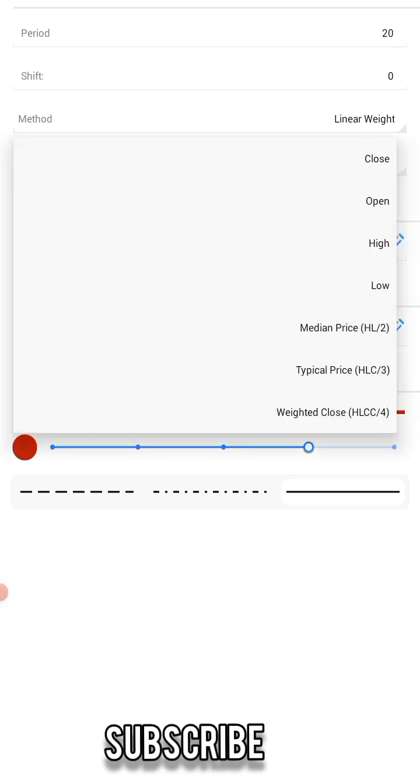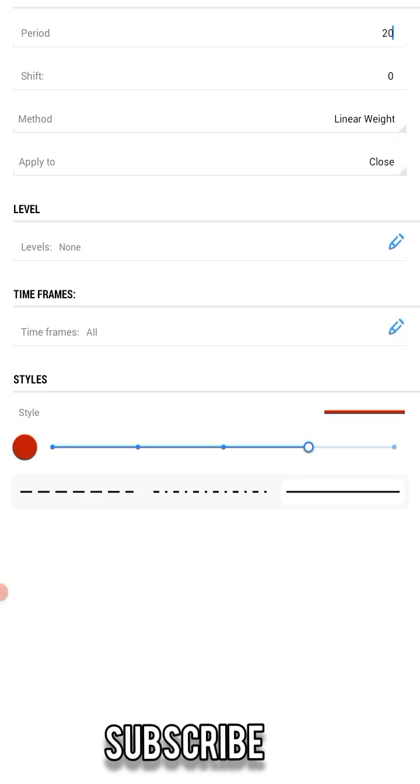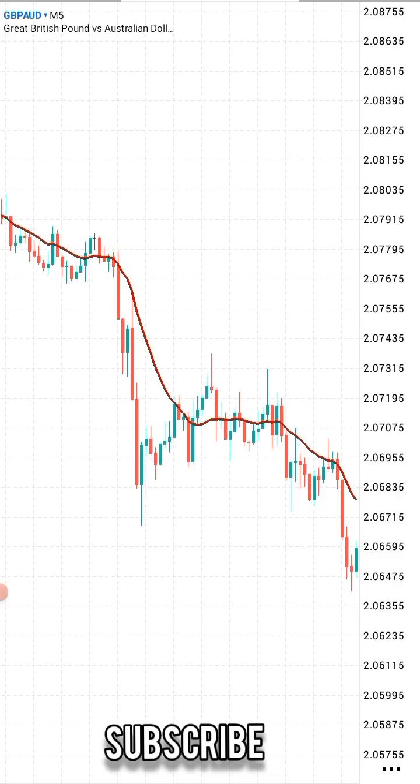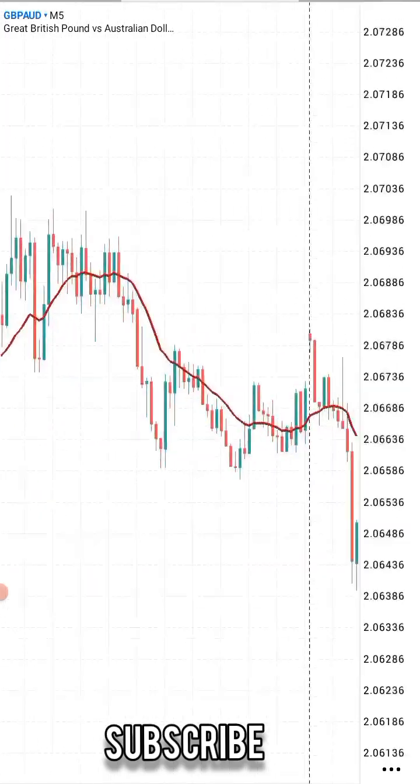Linear weight, apply to close. This is our first settings. Don't skip any part of the video. Watch to the end so that you will know what we are doing. Click on save. Look at it. This is it.